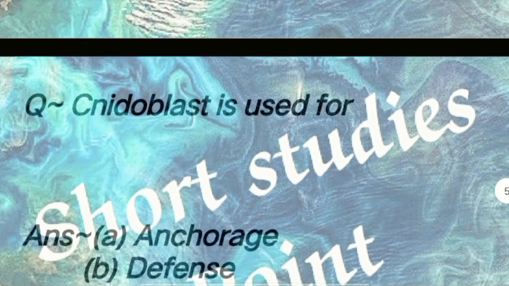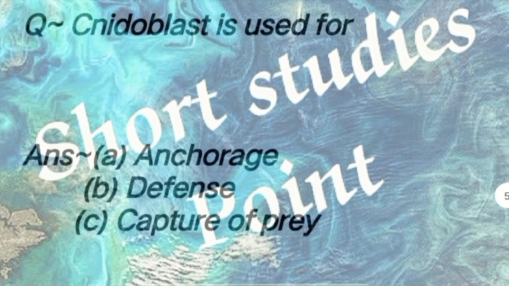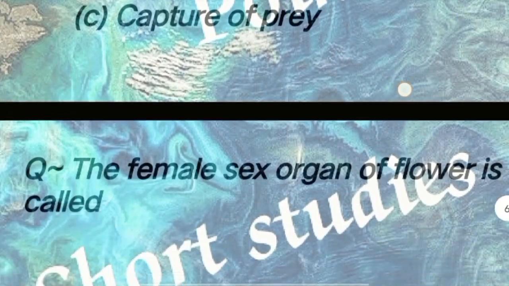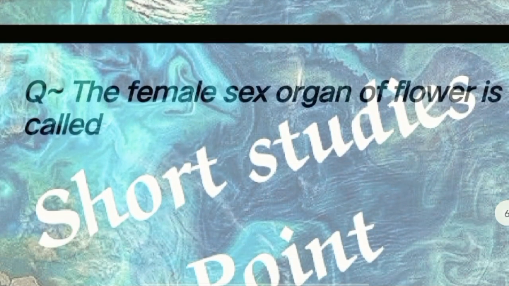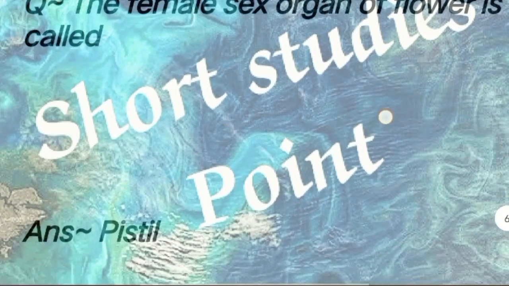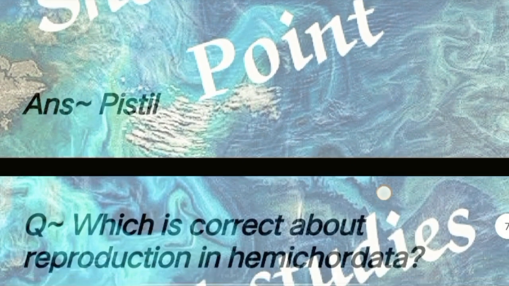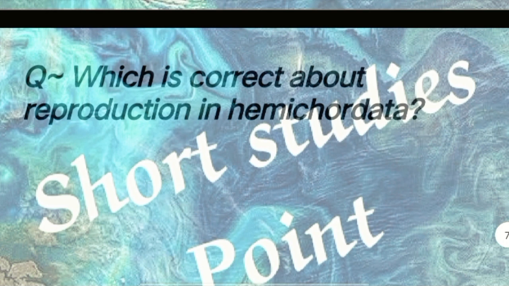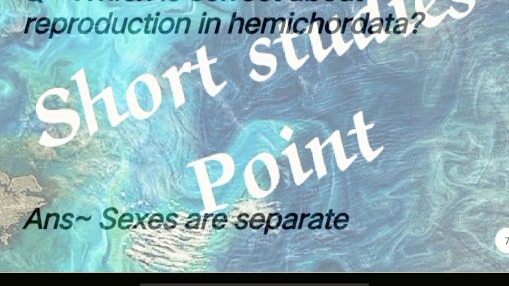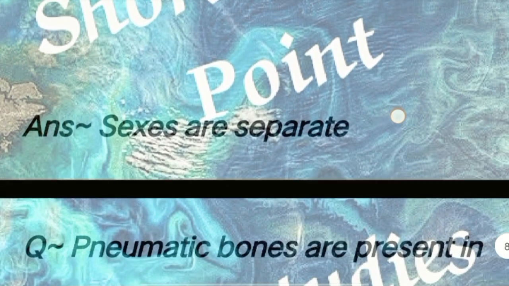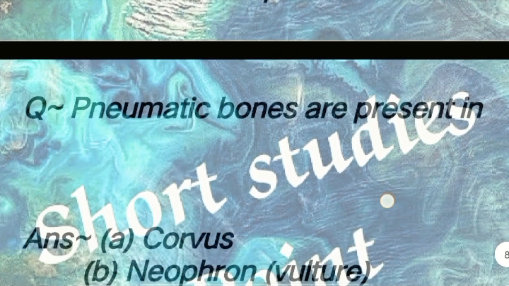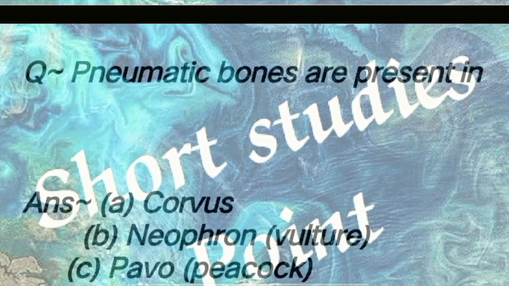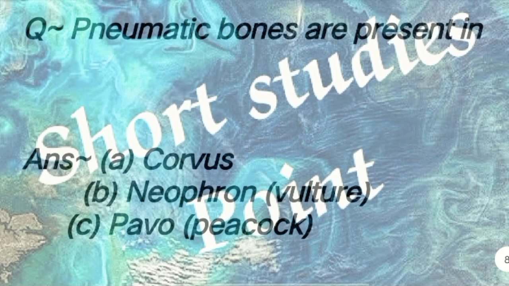Next question: cnidoblast is used for? Answer: capture of prey. Next question: the female organ of flower is called? Answer: pistil. Next question: which is correct about reproduction in hemichordata? Answer: sexes are separate. Next question: pneumatic bones are present in? Answer: Carinatae, Neornithes, and Aves.